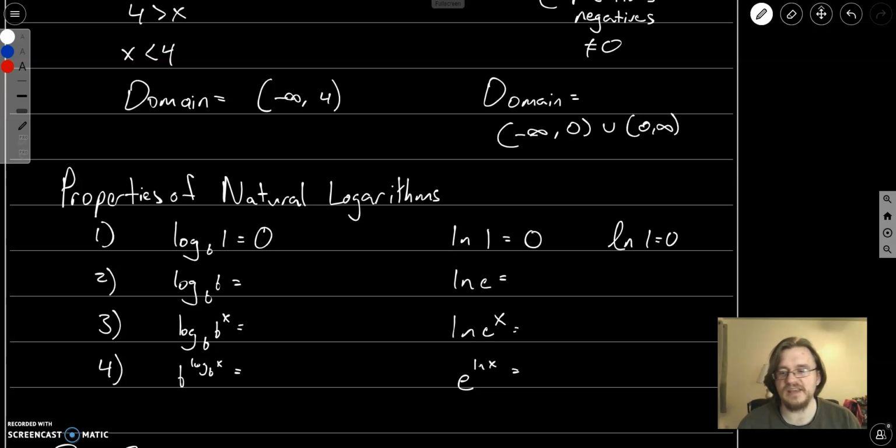Log base b of b is always 1 because b to the first power is itself. So log base e of e is also 1. Natural log of e is 1. And then the last couple are just the fact that the natural log is going to be the inverse of the exponential with a base e. So natural log of e to the x is x, and e to the natural log of x is also x. And I will stop there.